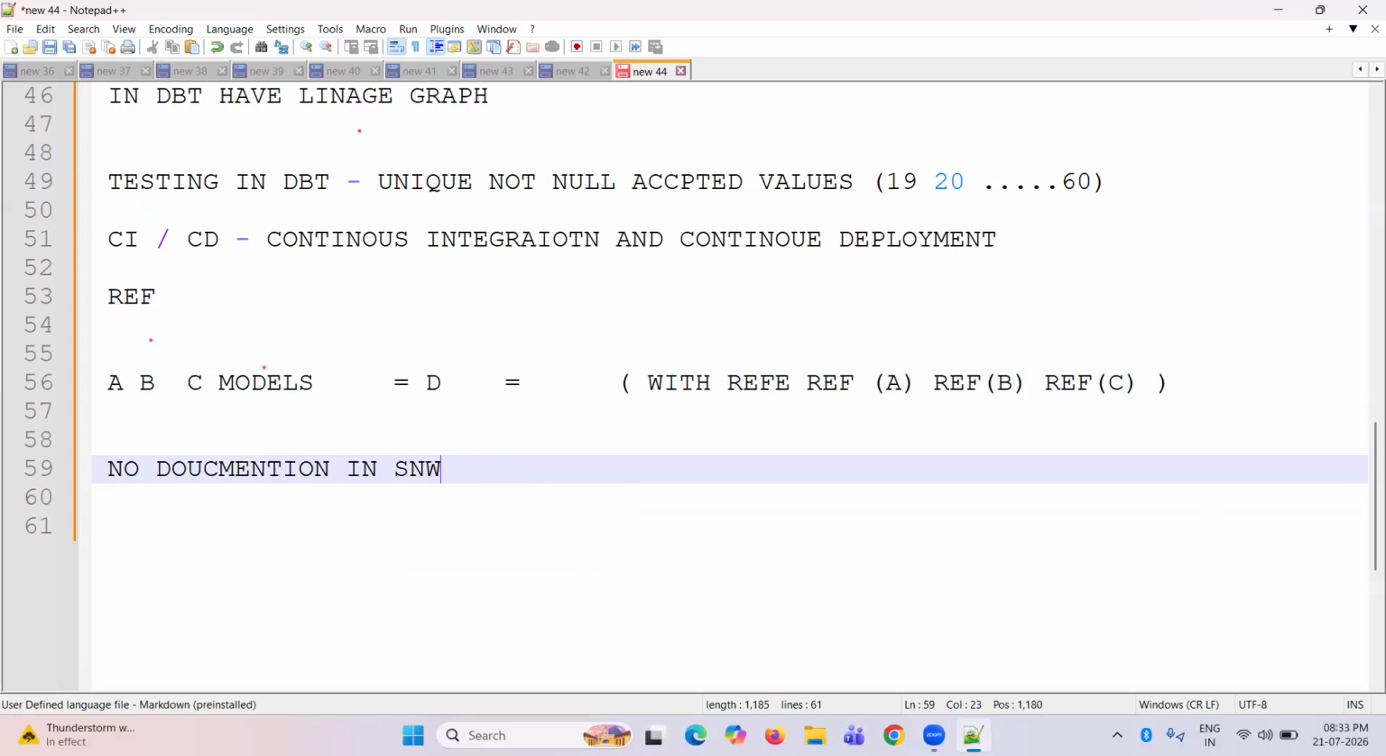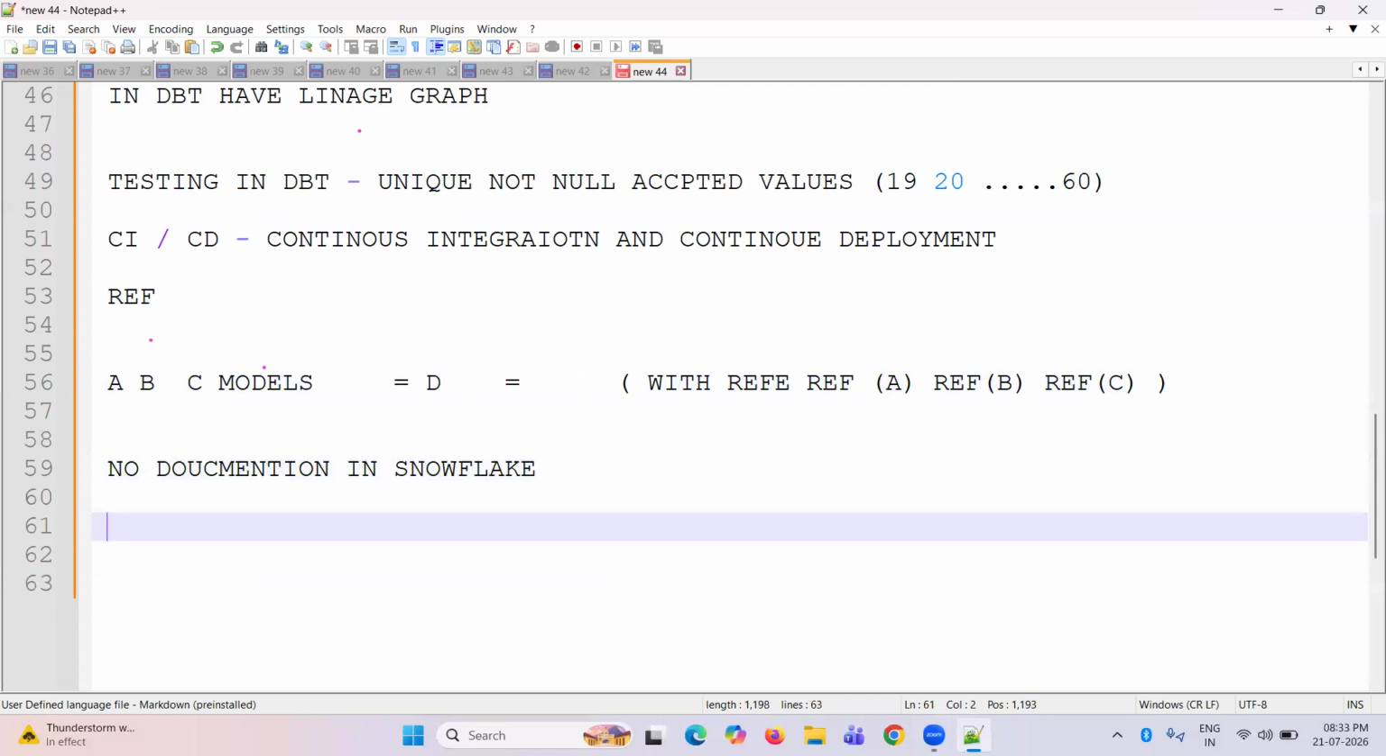No documentation in Snowflake. Suppose you are writing 400 lines of SQL code, 10 pages of SQL code. No worries, you are not going to write all this code. You already have the code, you're going to modify it. Do not be afraid of needing to write 400 lines. You already have one example, so we need to modify it or write new code with that reference. So no documentation in Snowflake.